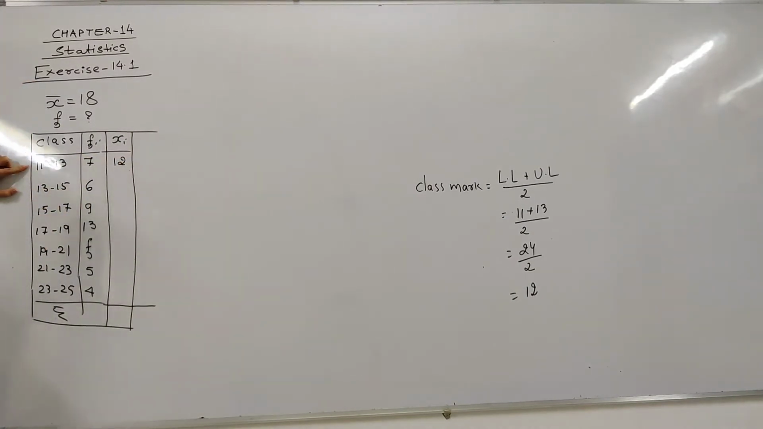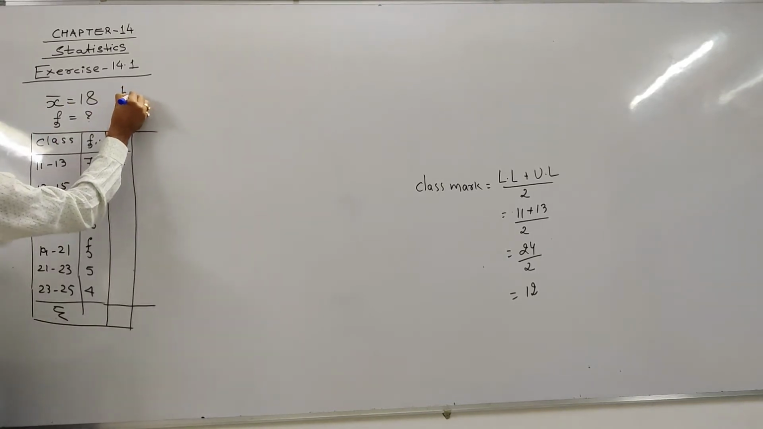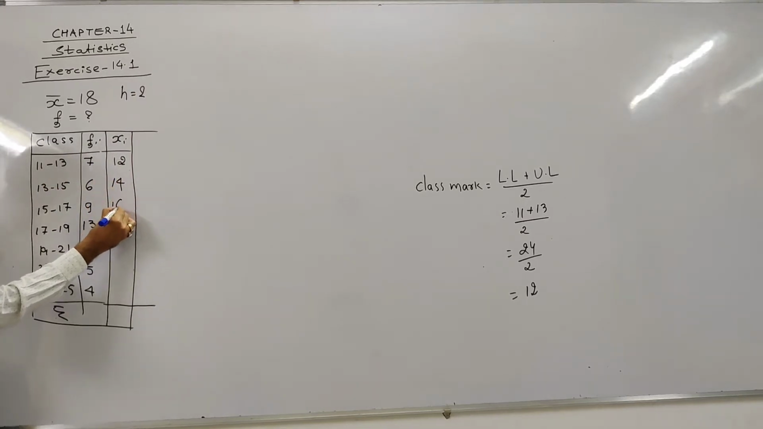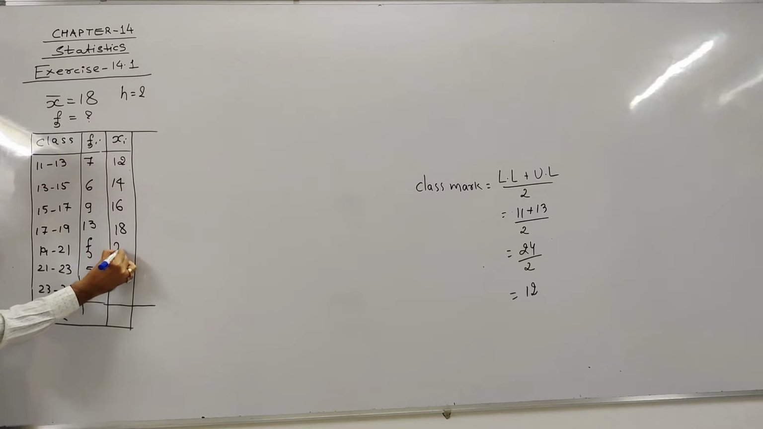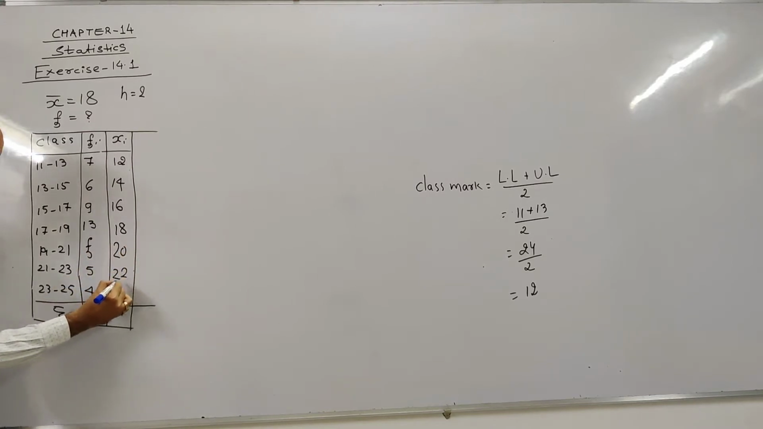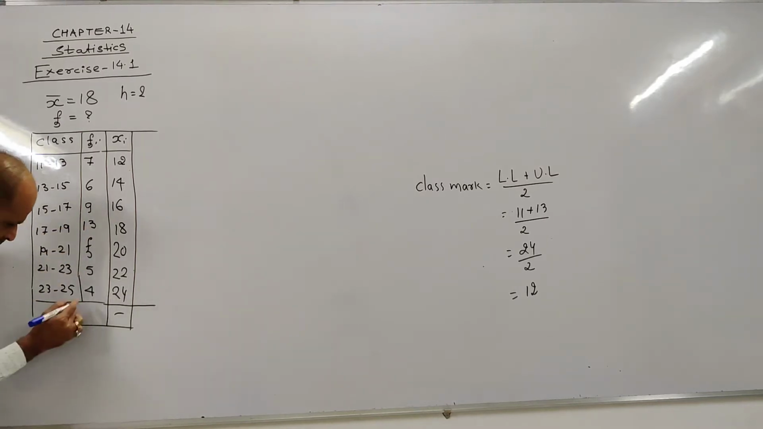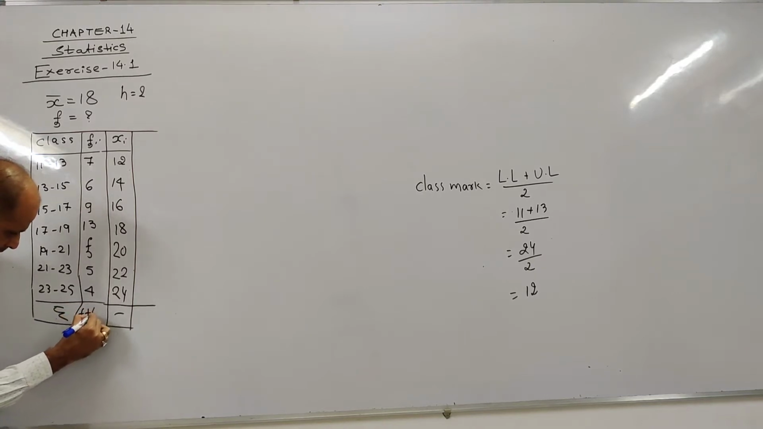Now here in this example, 11 plus 2 is 13, 13 plus 2 is 15. So h is equal to 2. So you can add 2 here. So here you get 14, 16, 18, 20, 22 and 24. That is about xi. Now let me add this. 6 plus 6, 12 plus 1, 13. 13 plus 9, 22. 22 plus 3, 25, 35, 40, 44. So this total is f plus 44.